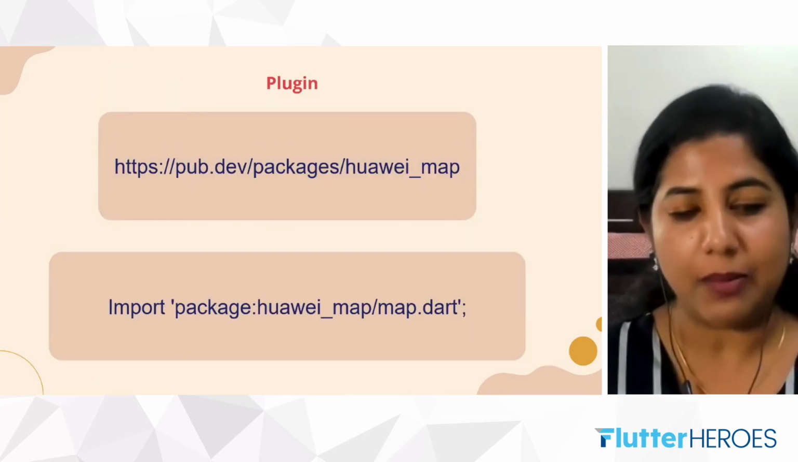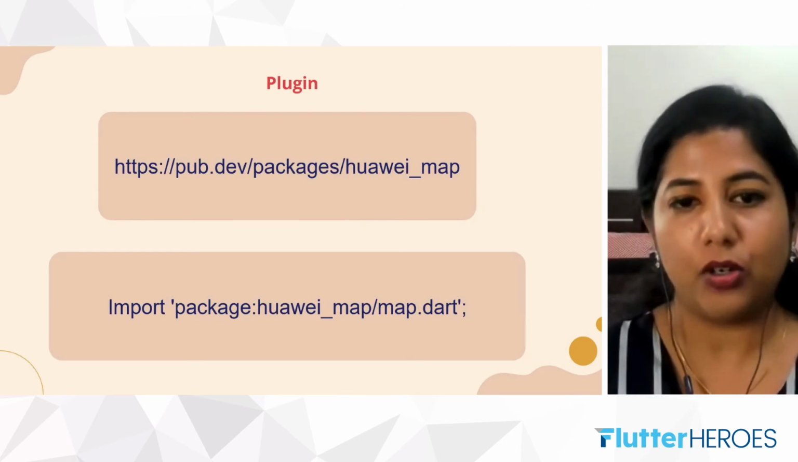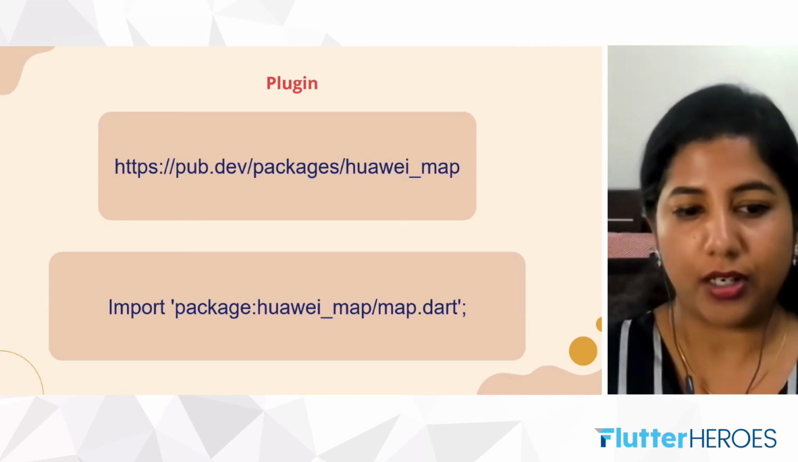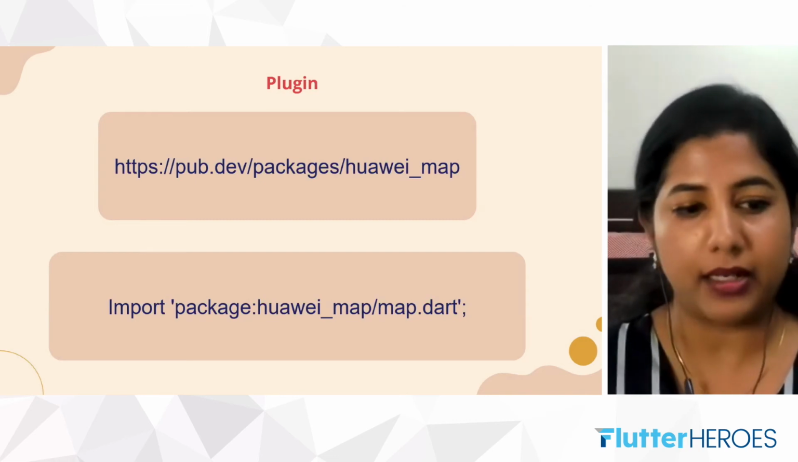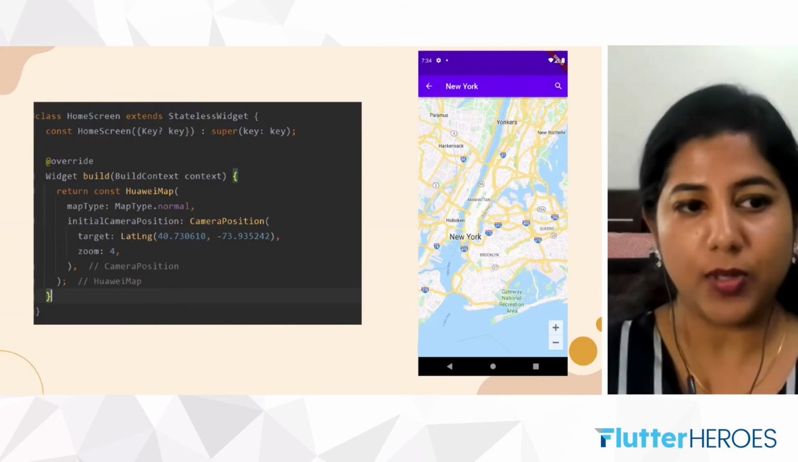And finally, the package. Yes, you need the package to get your maps rolling, and Flutter has one, which is the Huawei map. You have to get it on your pubspec, add it to the dependencies, and do a pub get, and you get that particular package. Okay, so this was the example.